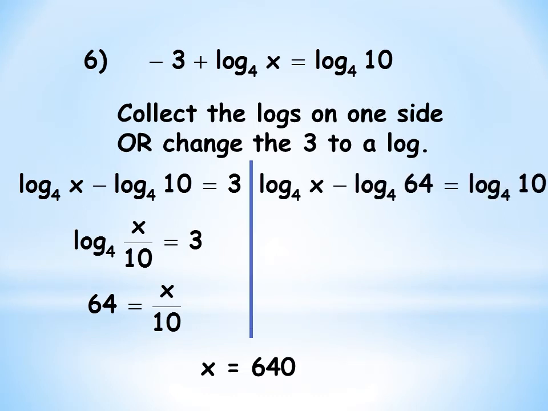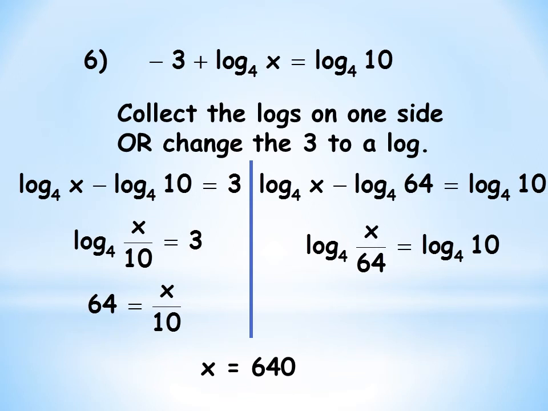Another way, however, is I can go ahead and change this -3 to a log. It would be minus log 4 of 64 because 4 to the third is 64. I put it after the log 4 of x since it's negative. And now I can go ahead and condense this first log.